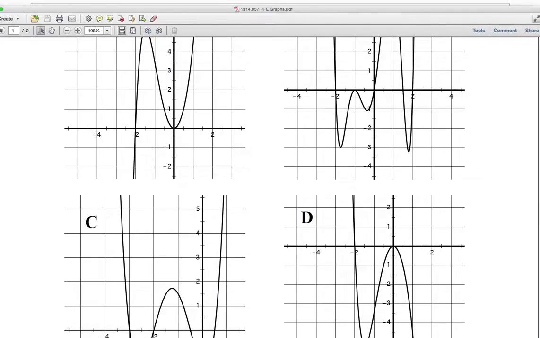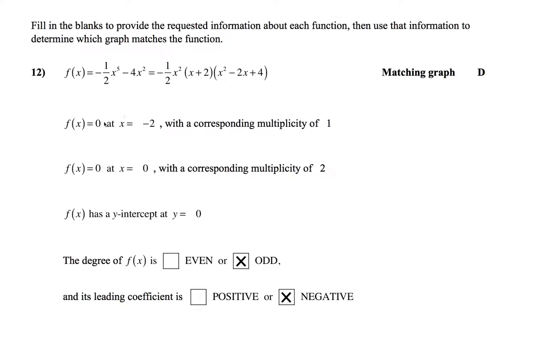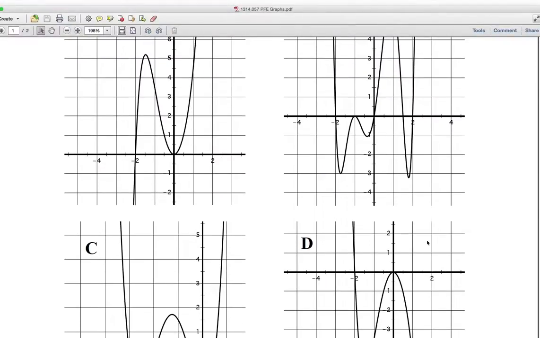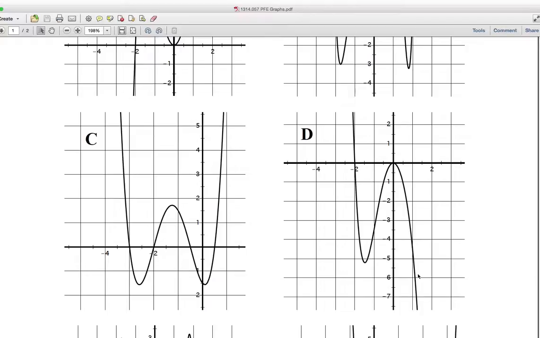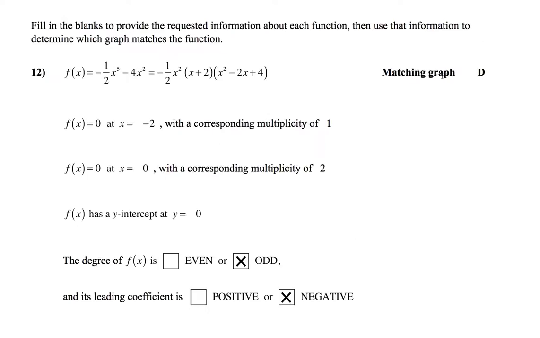Well, if we go back to the function, we can see that the degree is odd, the leading coefficient is negative. Now, when the degree is odd, the function will point down on one end and up on the other. But when that leading coefficient is negative, it's going to point up on the left and down on the right. And so that tells us that the graph that matches this function is graph D, and I've indicated that here.